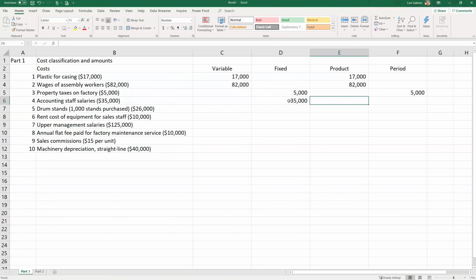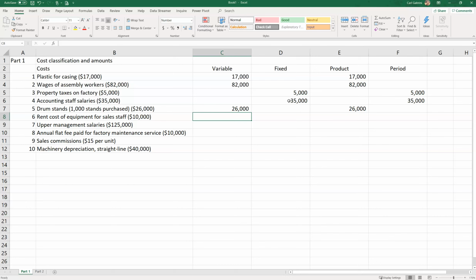And again, it's not tied directly to the product itself. This is something that they're going to incur over time. And so it is a period cost, a cost of the period. Now, drum stands, they've given you a little bit more information here in this particular problem. They tell you that they purchased 1,000 drum stands, but that still doesn't change the nature of the cost, because the manufacturing cost is going to be the cost put into the drums itself. And so the number of drum stands used is going to vary with the number of drums produced, and so it will be a variable cost. And again, since it's used in the product itself, in the final product, it's going to be a product cost.